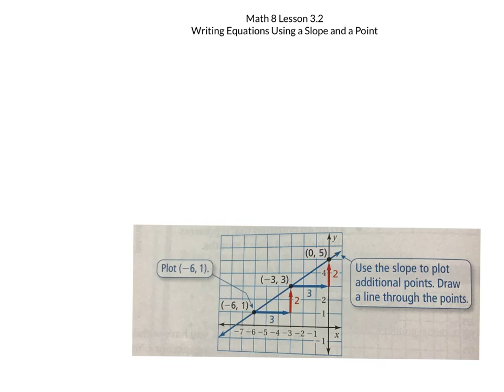Okay, so all we're changing for this lesson compared to yesterday is, yesterday you had 2 points and you had to find the slope and then graph and then tell me stuff. Today you already have the slope and you are given a point and they want you to tell me the y-intercept. So again, I think you guys will be faster.